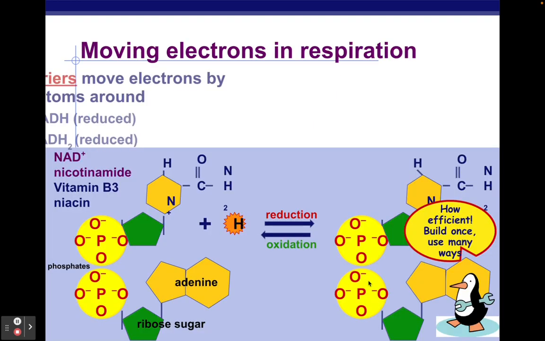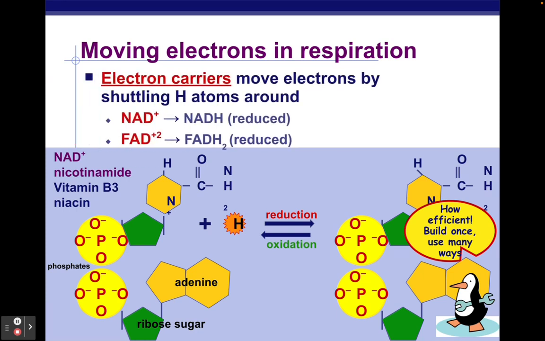More about that. Moving electrons in respiration, we have these things called electron carriers. These become really important for us. They move electrons by shuttling hydrogen atoms around. NAD plus is the oxidized version, and NADH is reduced. FAD plus 2, and then FADH2 is the reduced version. So let's talk about NAD. Nicotinamide adenine dinucleotide, NAD, and its relative NADP, where that P represents a phosphate, which you're going to meet in photosynthesis.